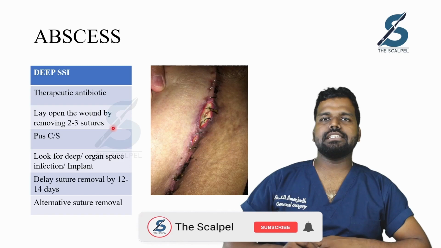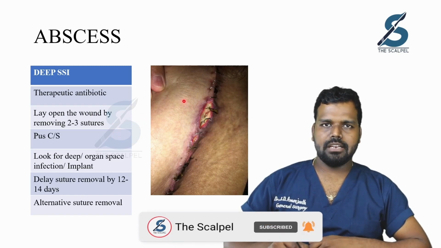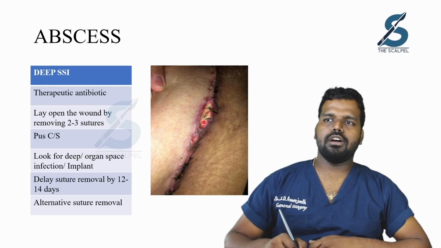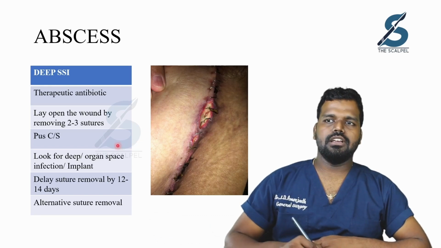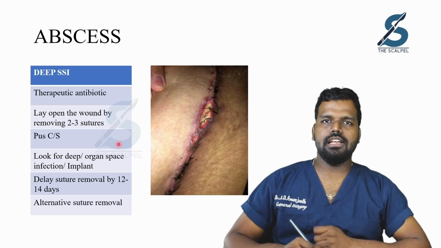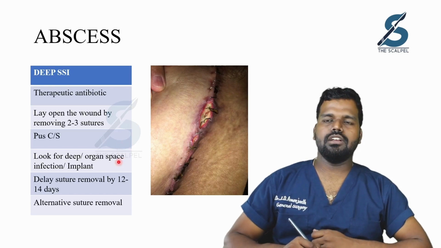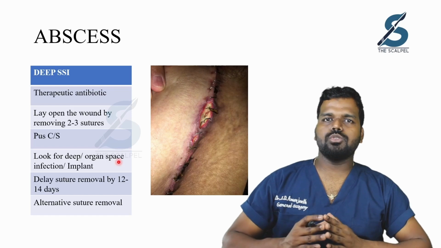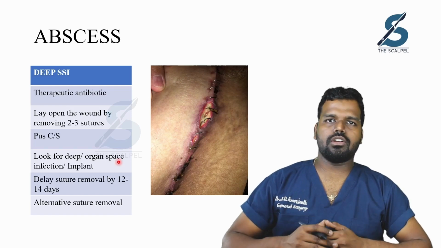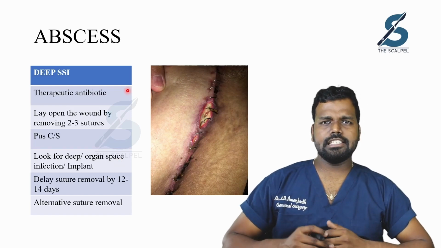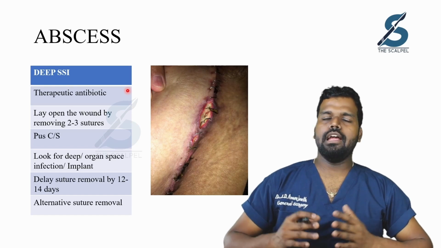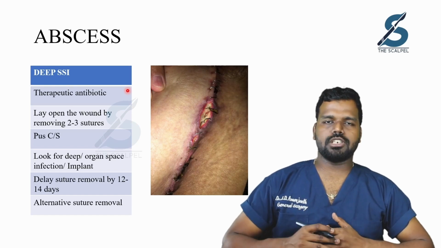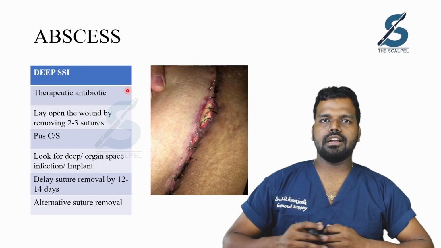And if the patient has a deep-seated abscess, then you are supposed to start the patient on therapeutic antibiotic, lay open the wound sutures by 2 or 3 stitches and drain the abscess, send it for pus culture and sensitivity and start on the sensitive antibiotic. And in this scenario, always look for a deep-seated or organ space infection. In these situations, when you are doing a suture removal, it's better to do alternate suture removal first, later followed by the complete suture removal.